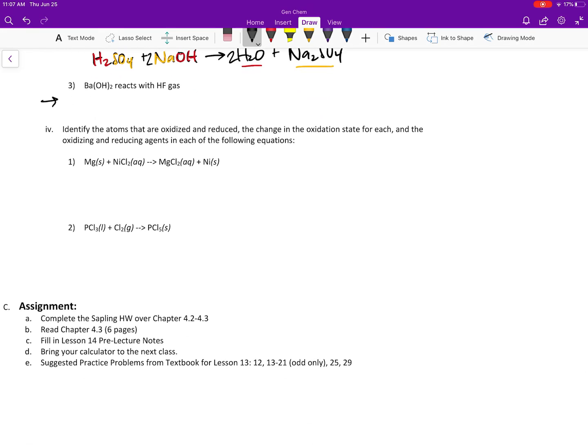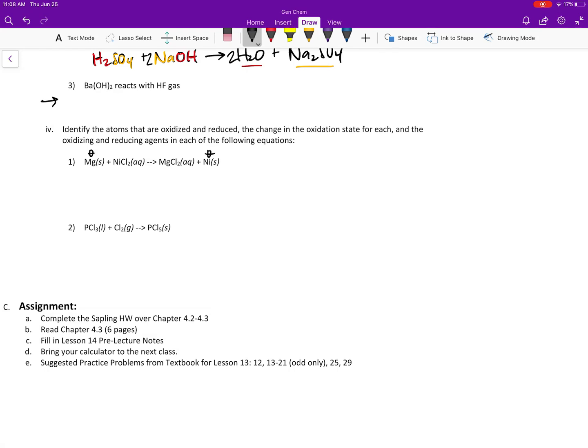The last one here is going to be redox reactions. So in a redox reaction, we're always going to have a species that's oxidized and a species that's reduced. And we're going to have changes in oxidation states, and then we're going to have oxidizing and reducing agents to identify. So we'll do the first one, and then you guys can practice the last one. So looking at the oxidation state, magnesium is going to have a 0 because it's in its elemental state, and that's one of our rules.